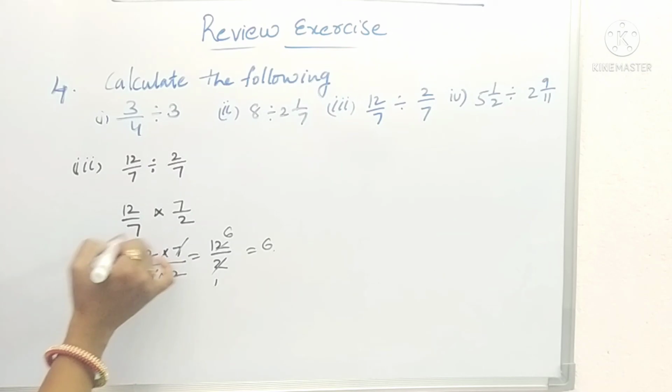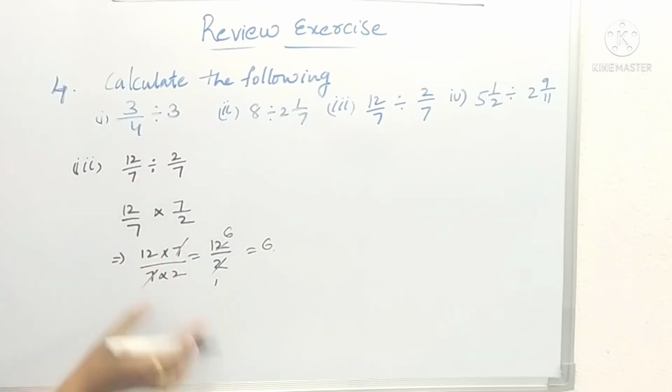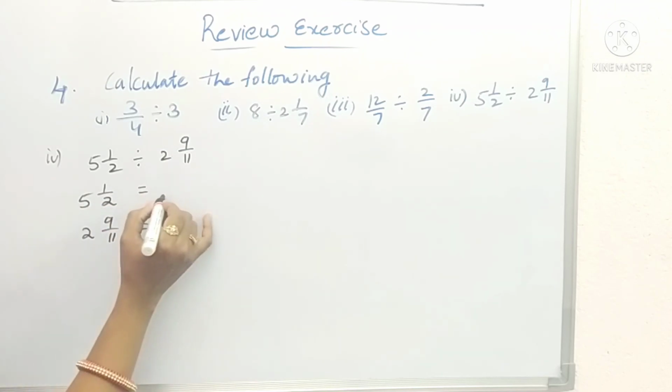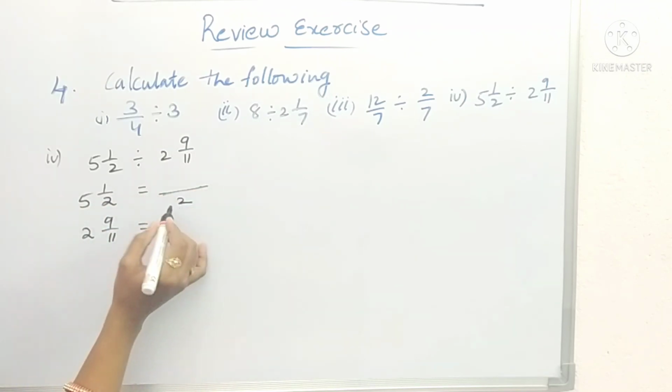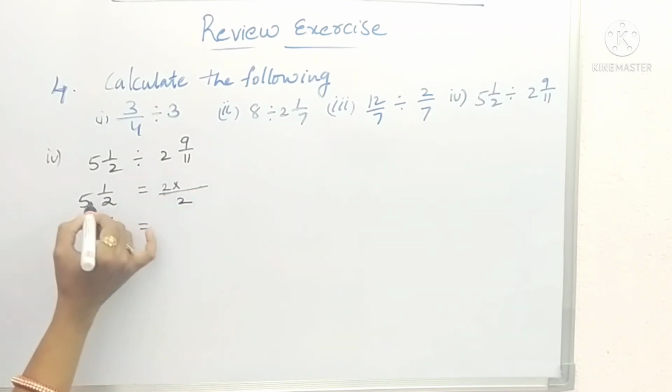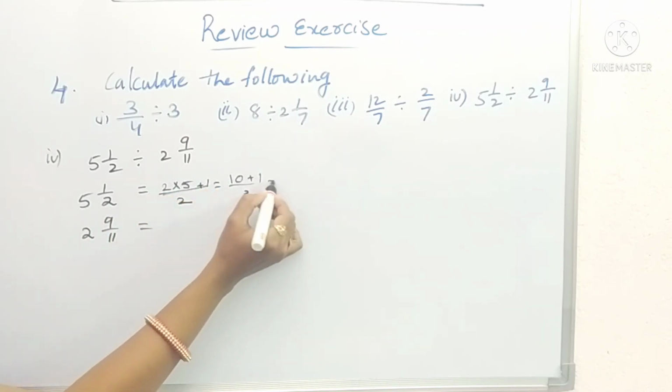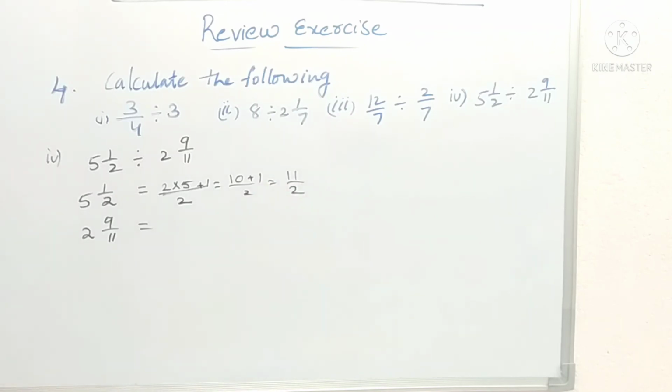Or otherwise you can cancel here also, but we wrote another step. And our fourth problem. In our fourth, again both are mixed fractions, so we have to convert them into fractions first. So here 5 1 by 2. In the denominator 2 is there, so write the same denominator. So start with the denominator, 2 into 5 plus 1. 2 5s are 10 plus 1, that is 11 by 2.